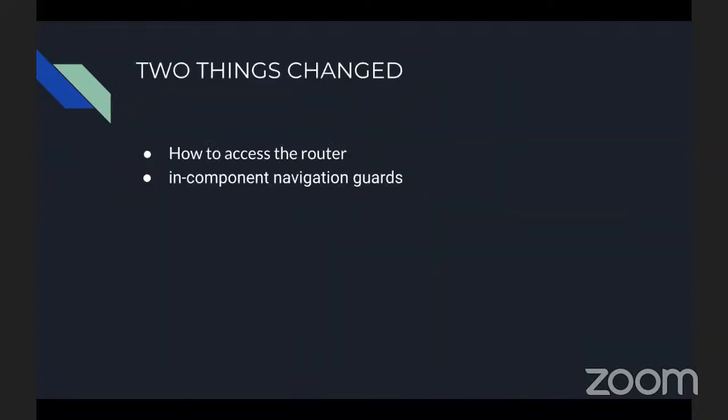All right, so what changed? Just two things change. The first thing that changes is how we access the router or how we access the route. The second thing that changes is the in-component navigation guards. When you are using any single page application and you are trying to use the router for navigation, there are two things that are of main concern to you when it comes to routing. The first thing is the router. The second thing is the route.